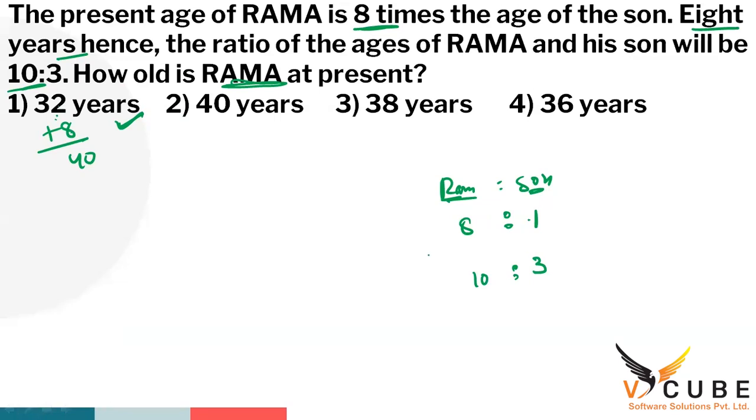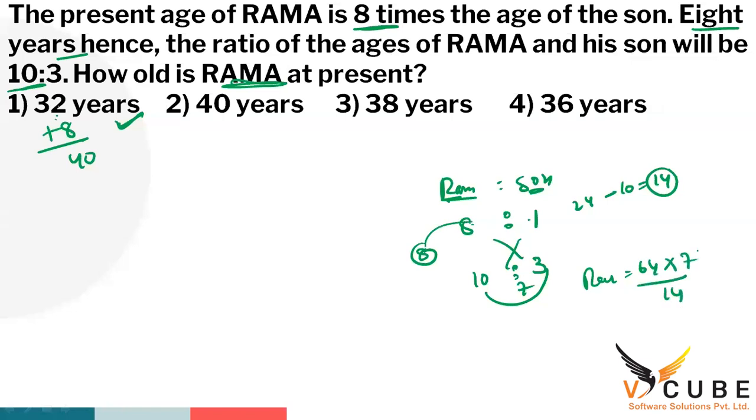Shortcut method: after 8 years, cross multiplication. 8 3s are 24, 10 1s are 10, the difference is 7. Find out Rama's age. 8 8s are 64, into step 2 difference by step 1 difference. 7 1s are 7, 2 1s are 2, 2 2s are... Rama's age is how much, guys? 32 years. That's why the first option is the right answer.